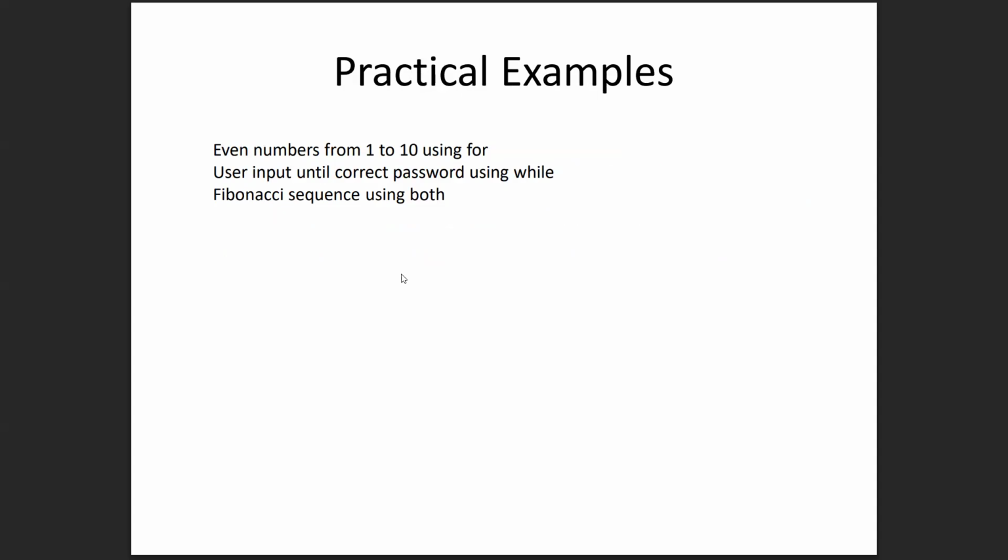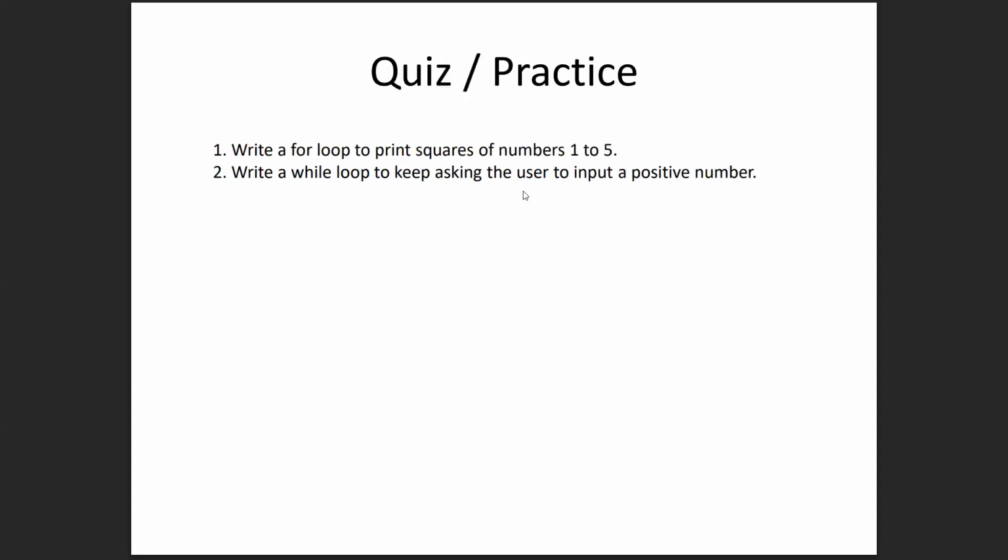Now, practical examples. These are the homework, guys. Do this: even numbers from 1 to 10 using a for loop. Next one, user input until correct password using while. Next one, Fibonacci sequence using both. Using both the while loop and the for loop, print the Fibonacci sequence.